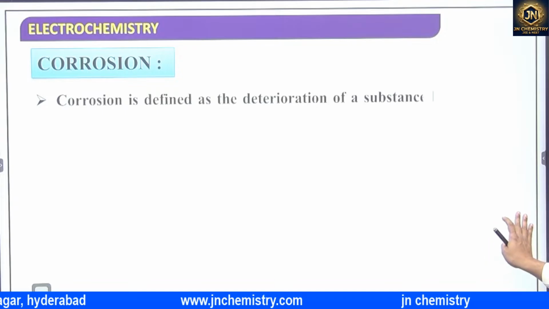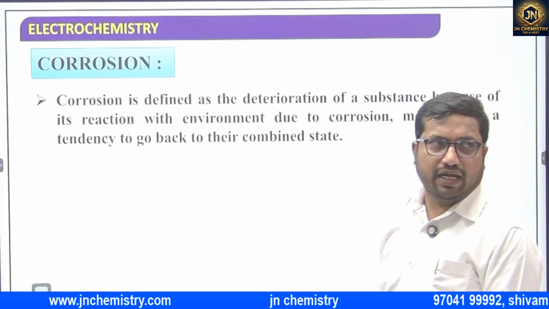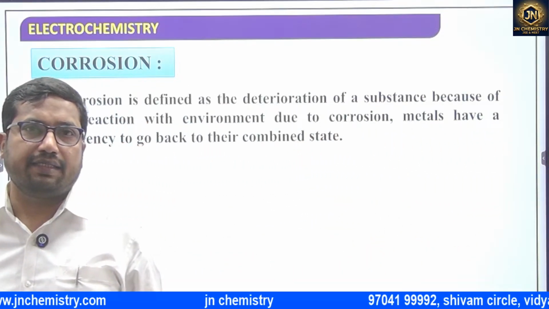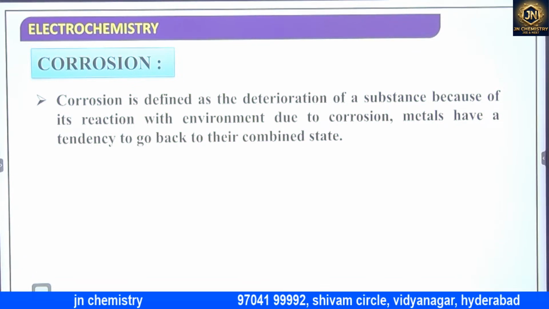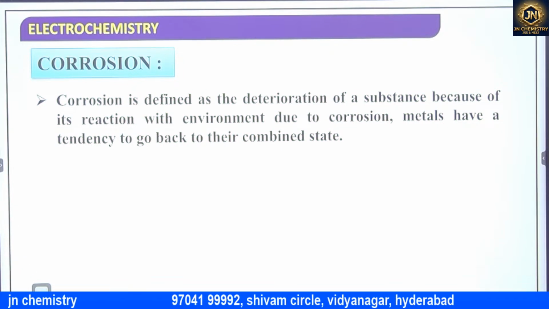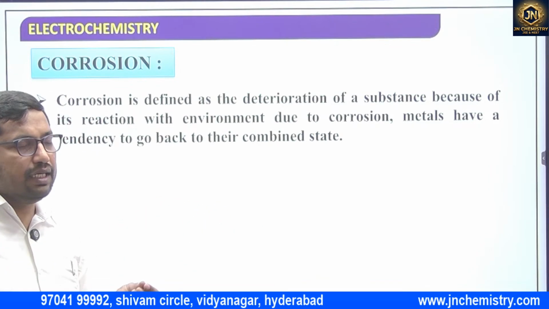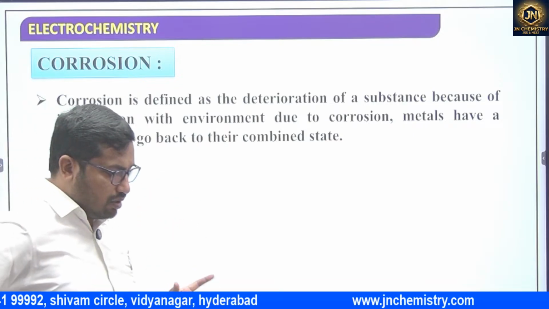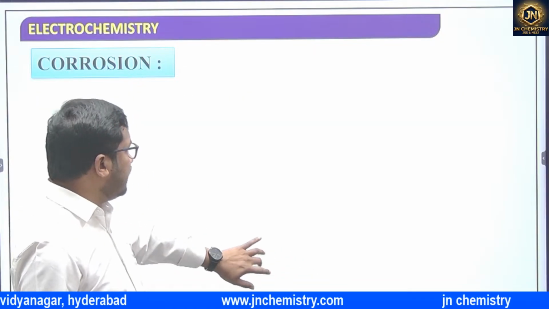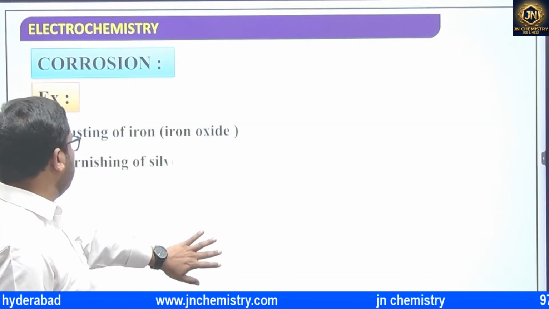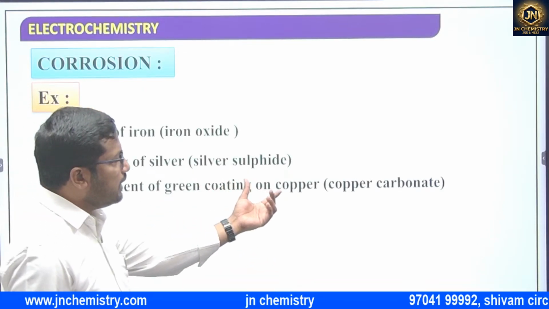So the last topic is corrosion. Corrosion, you know, right? When does corrosion come? It's a slow reaction. We don't know when it happens, right? Iron corrosion takes place. What exactly happens? Corrosion is defined as follows. If we keep iron for many days, how does corrosion come? Oxidation reduction reactions take place. Simple. In corrosion also we discuss anodic and cathodic reactions. Rusting of iron, tarnishing of silver and development of green coating on copper.